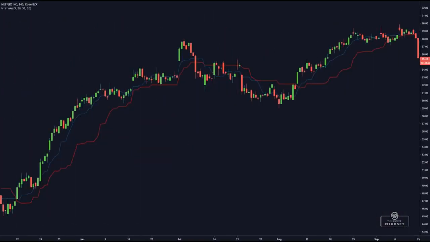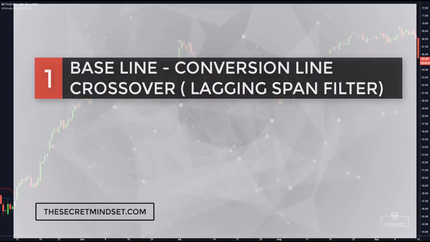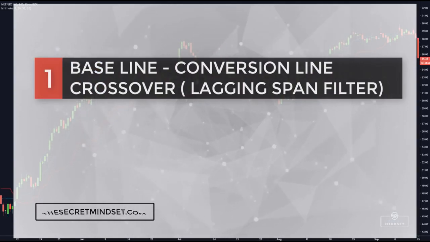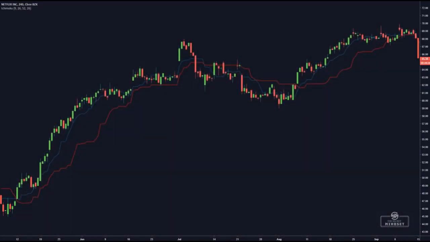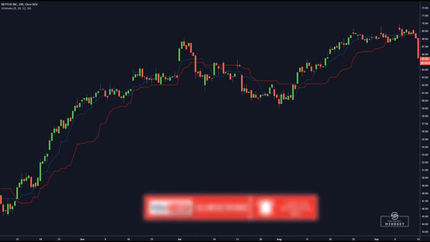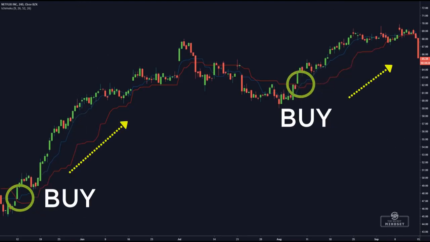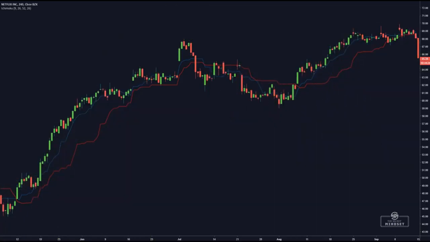Now let's see how we can trade with Ichimoku based on what we've learned so far. The first strategy involves the baseline and conversion line crossover with the lagging line as a filter. The crossover between the baseline and the conversion line can offer trading opportunities in a similar fashion to a moving average crossover. When a fast moving baseline crosses above the slower moving conversion line, we have a buy signal. When a fast moving baseline crosses below the slower moving conversion line, we have a sell signal.